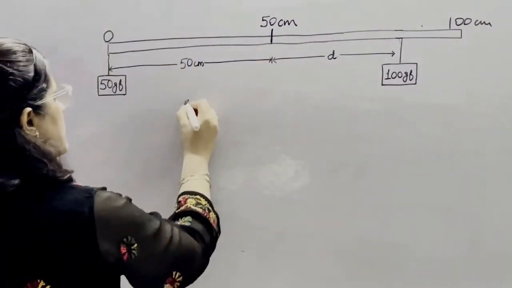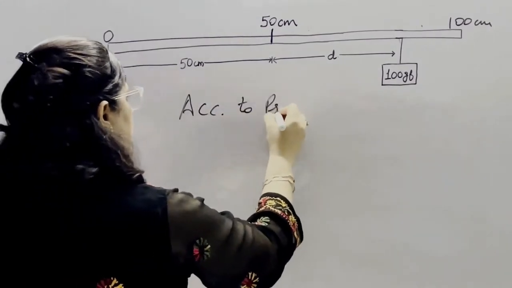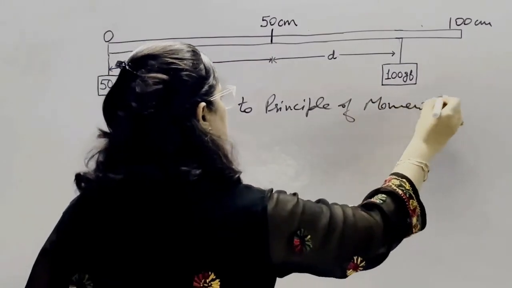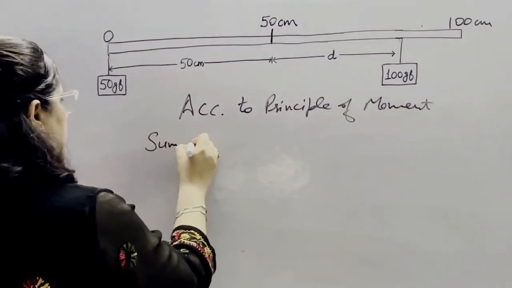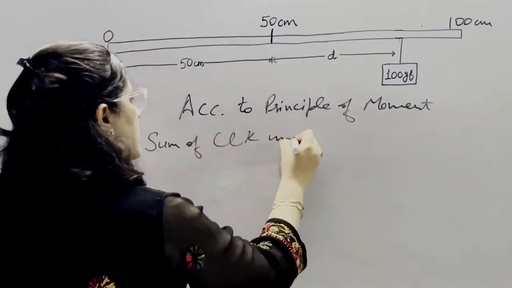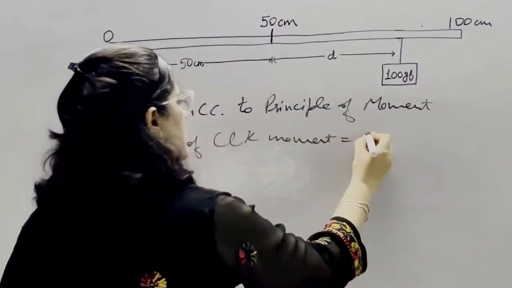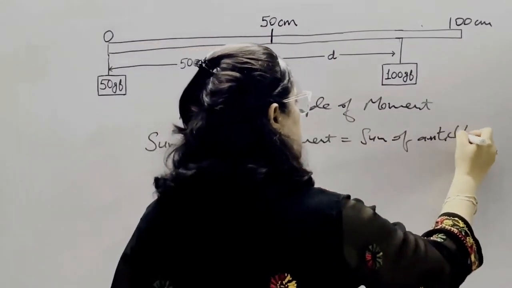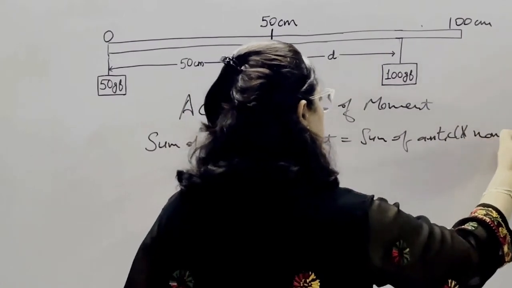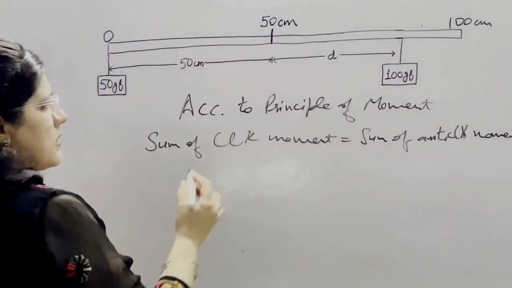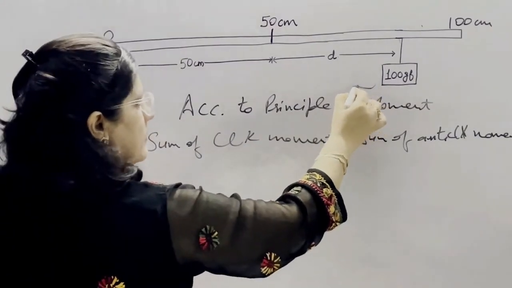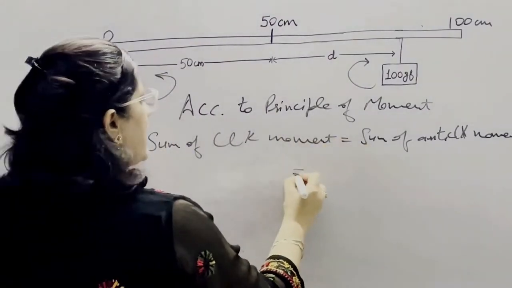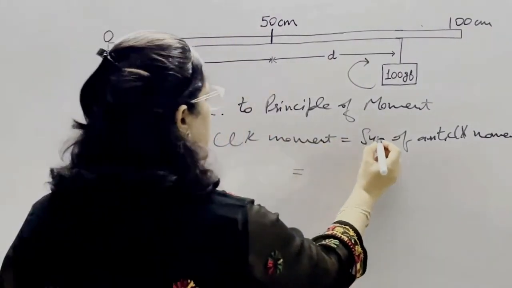So according to the principle of moments, the sum of clockwise moments is equal to the sum of anti-clockwise moments. Now clockwise moment will be on this side and anti-clockwise moment will be on this side. So first of all, what is the value of the anti-clockwise moment?